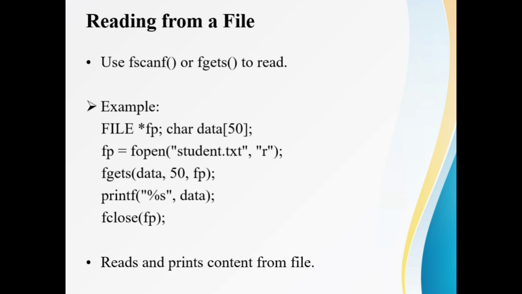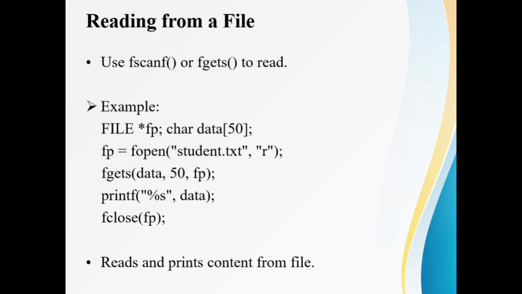First, we declare a file pointer, FILE *fp, which connects our program to the file. We also create a character array, char data[50]. It will store what we read. Then we open a file using fopen("student.txt", "r").